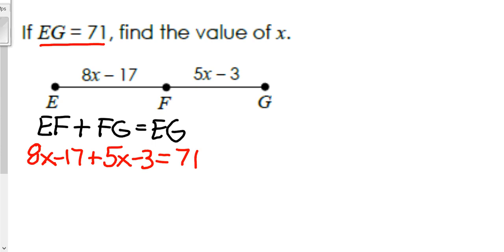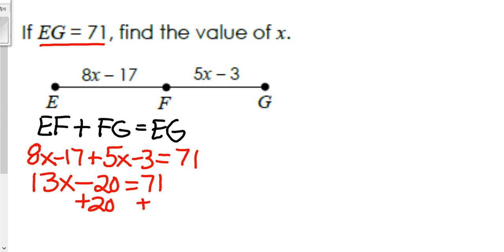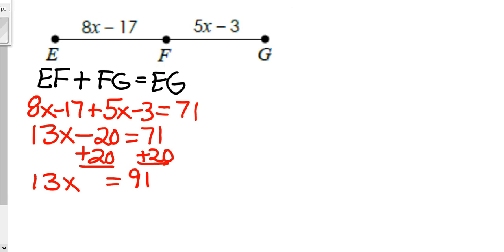So now we're going to combine our like terms. 8x plus 5x is 13x. Minus 17, minus 3 is minus 20, equals 71. Then we're going to add 20 to both sides. We get 13x equals 91. Then we're going to divide by 13 on both sides. We get x equals 7.